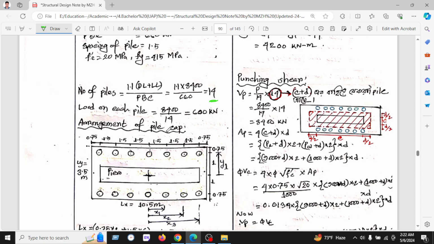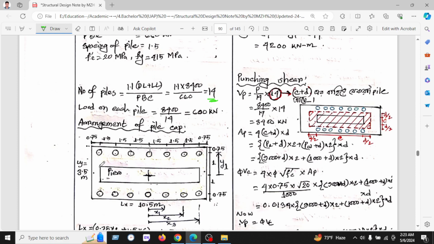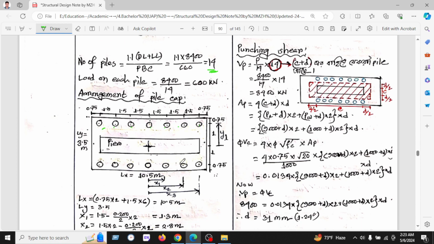So the arrangement of the pile cap is very important. We have shown it here. On one side there are 7 piles: 1, 2, 3, 4, 5, 6, 7. On the other side there are also 7.